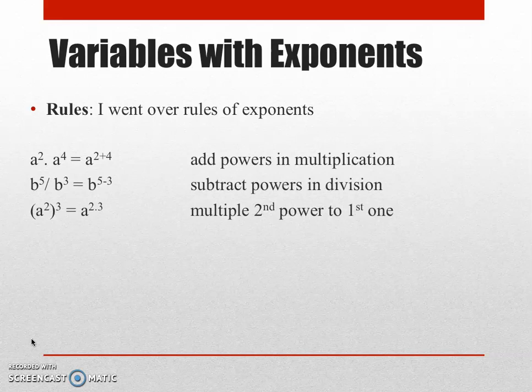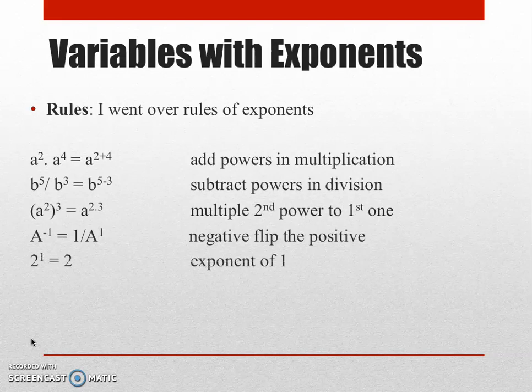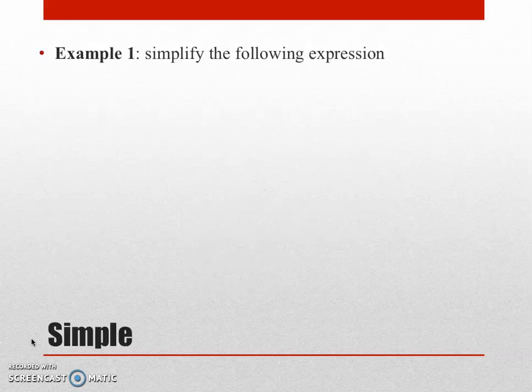And we went over proving some of these in the last video. We also talked about negative exponents. Anytime we have a negative, we just flip and it becomes positive. a to the power of negative 1 is the same as 1 over a to the power of positive 1. There are also two special cases. An exponent of 1 just gives you the same number, and an exponent of 0 always results in 1. Now let's look at some examples.